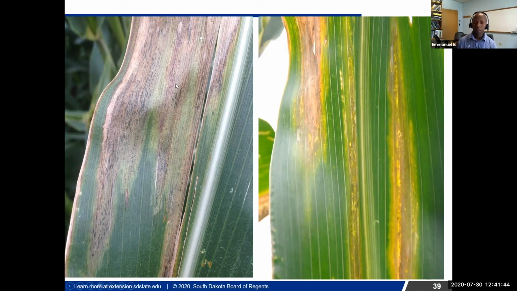So as you scout again, be aware of the bacterial diseases which do not need a fungicide in season, and also the fungal diseases which may benefit from a fungicide. So depending on your diagnosis, then you can make that management decision.